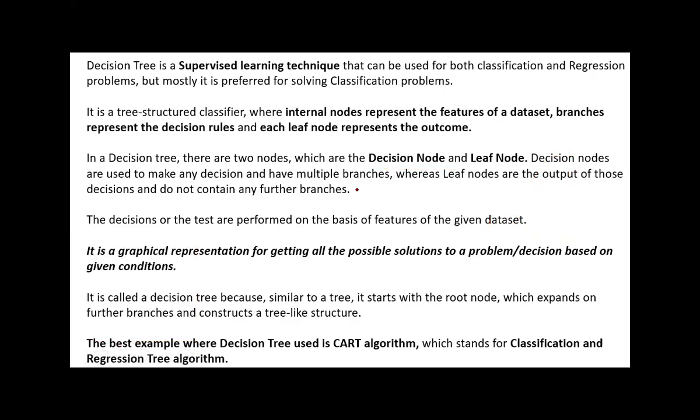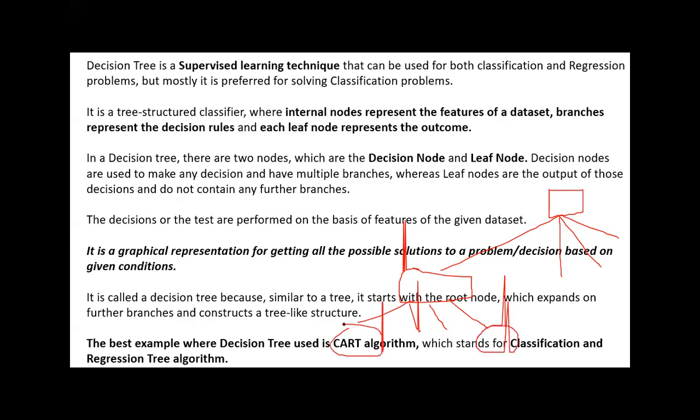Decision nodes are used to make decisions, and they have multiple branches, my dear friends. This is a decision node. This may have multiple branches. That is one condition, second condition, third condition, fourth condition. You may have any number of conditions. Whereas leaf nodes are output of these decisions and do not contain any further branches. For example, this is another node. This may have any number of branches, and this may be a leaf node. This may be a leaf node. So this is how a tree is constructed.